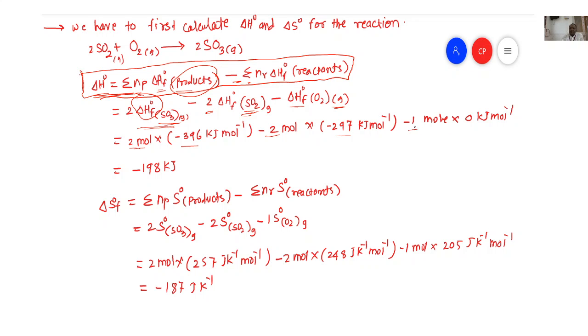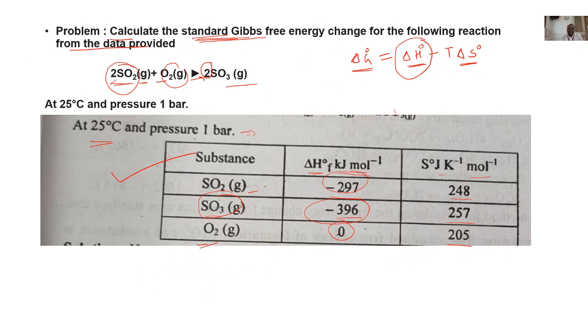Minus 1 mole of oxygen. Why 1 mole? Since in this reaction only 1 mole of oxygen is there, therefore 1 mole of oxygen multiplied by 0 kilojoule per mole. Why 0 kilojoule per mole? Since oxygen is in the standard state, as we already told you, the standard enthalpy of formation of a standard state molecule is 0, therefore this value is 0.